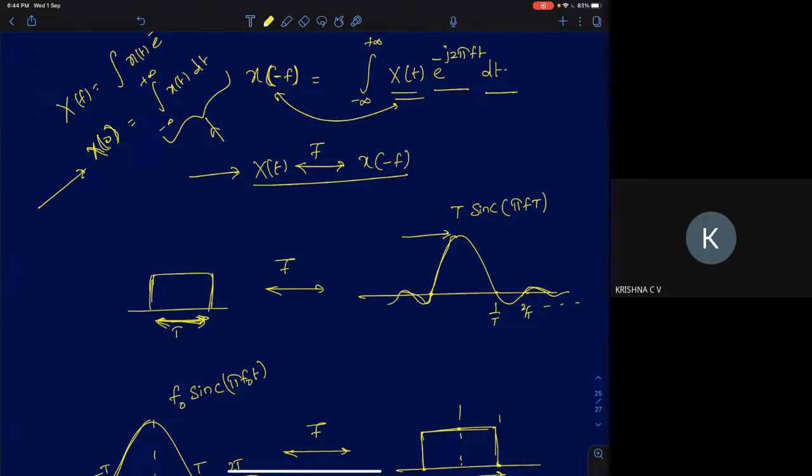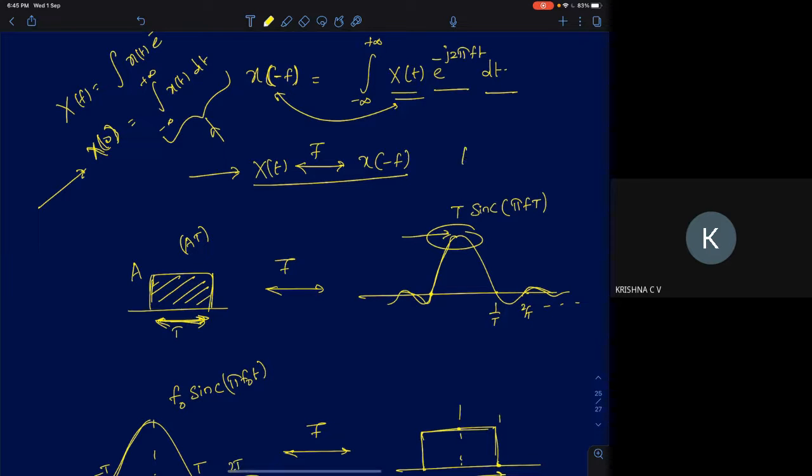So you'll have zeros at 1 by t, 2 by t, 3 by t, and so on. And the peak value here can be directly found by just finding the area under this pulse. So let A be the amplitude of this pulse. Then what will be the peak value? It will simply be A into t.